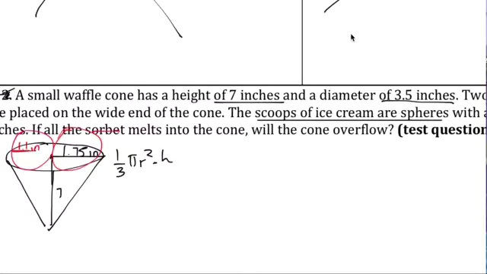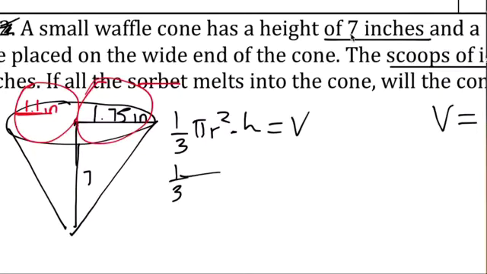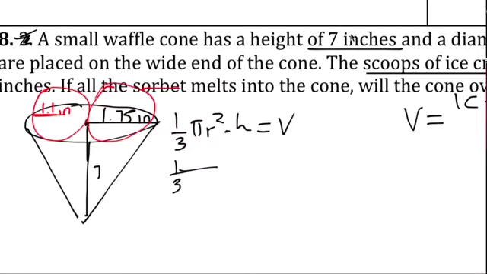Will the cone hold the ice cream? Okay, so how do we do this? We need to find the volume of the cone and find the volume of the ice cream. And the ice cream has to be less than the cone so it can fit in there. So the volume is 1/3 times pi. Didn't say to use 3.14, we'll use 3.14 for pi. Radius is 1.75 squared, and then divided by 3. That's the volume of the cone.